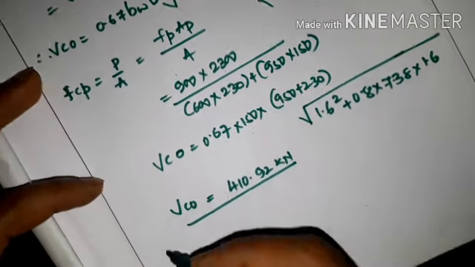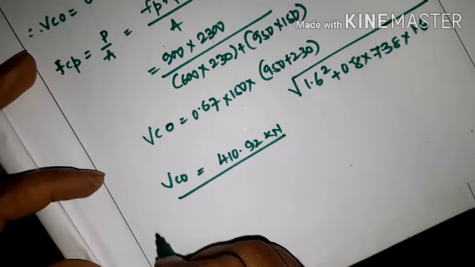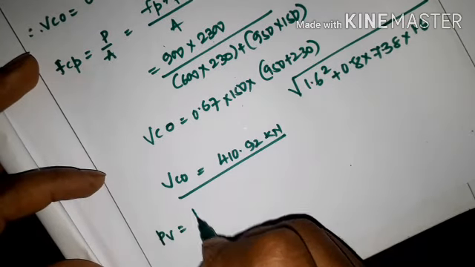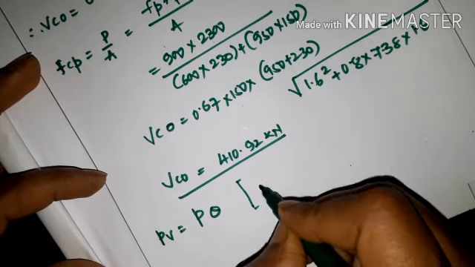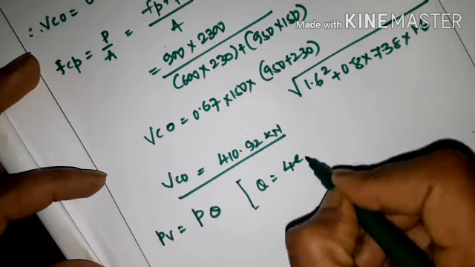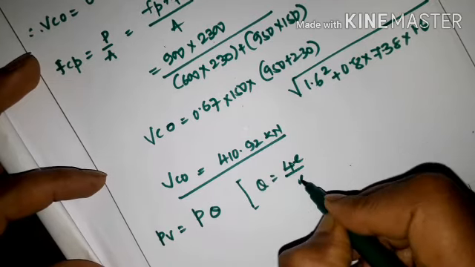Then you have to find out PV, where PV is equal to P theta, where theta is equal to 4E by L. E is given as 650, so 4E, 650, upon L, which is 25 into 10 raised to 3. So we'll get 0.104.